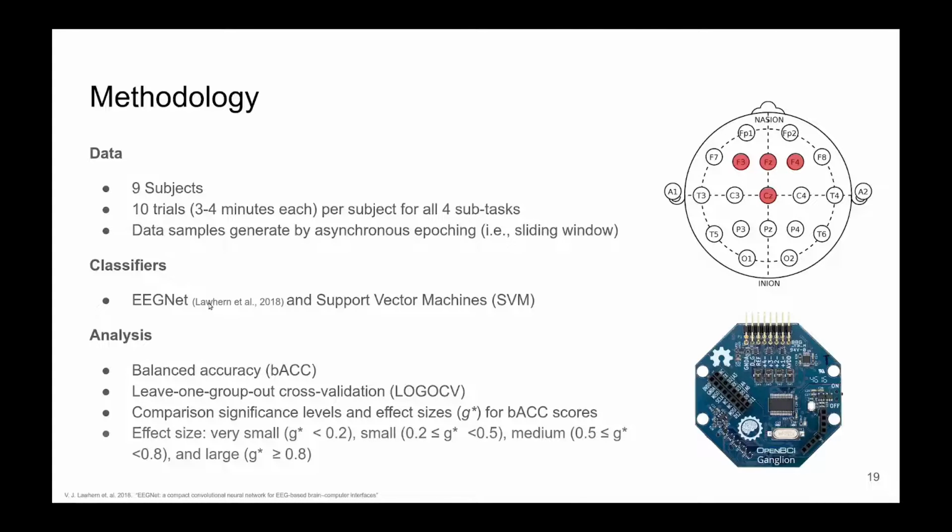EEGNet is just a popular deep learning network that's been shown to perform relatively decently on error-related potentials, or ErrPs. Furthermore, we'll be largely focused on balanced accuracy, as these are usually highly imbalanced data sets. Furthermore, our analysis will be highly focused on effect sizes and significance levels.